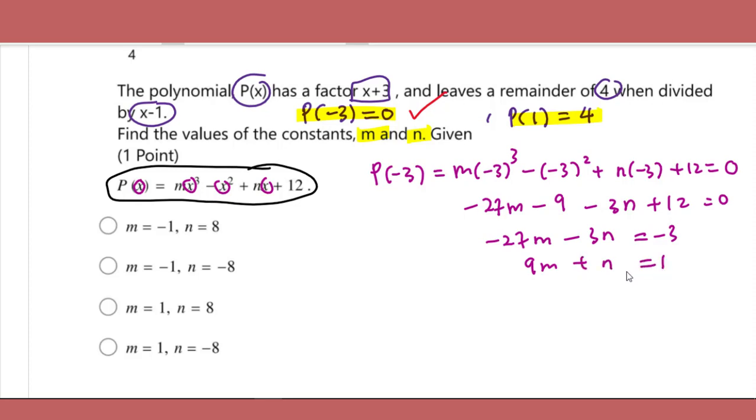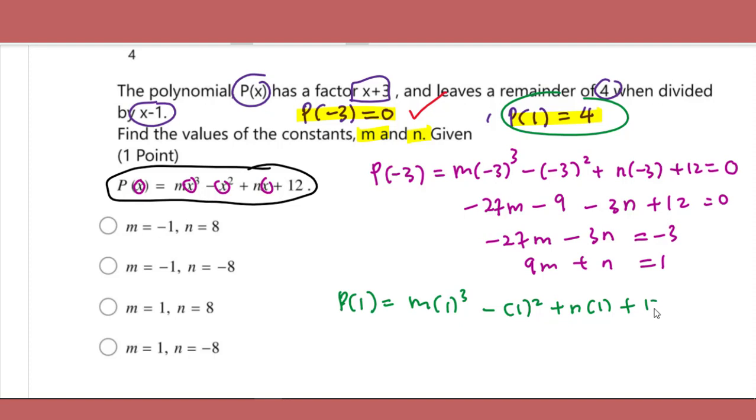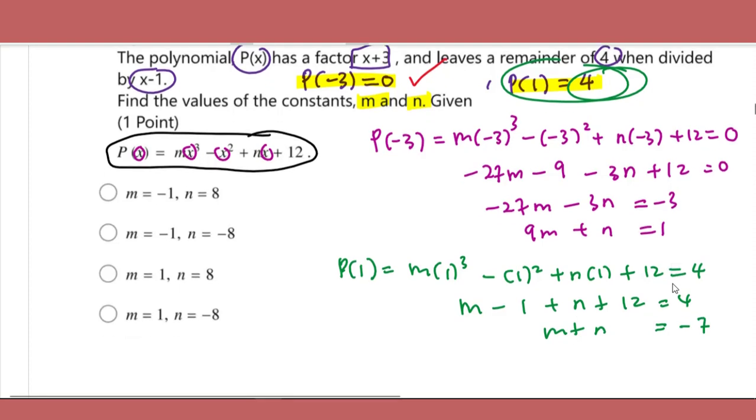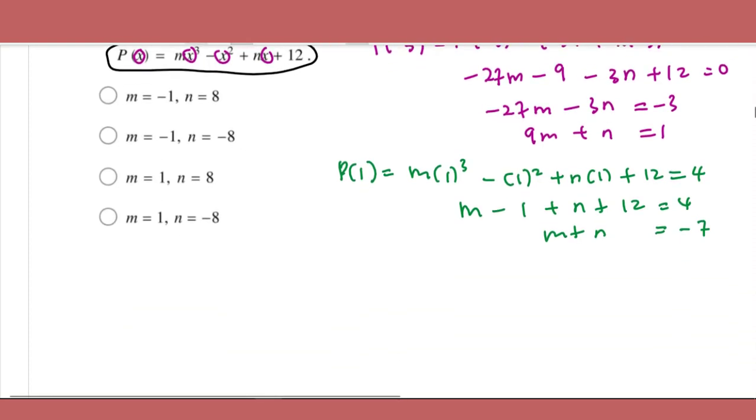This one is equation 1. And for the second one, P of 1, substitute x by 1: m times 1 cubed minus 1 squared plus n times 1 plus 12 is equal to 4. Then simplify. Then m plus n is equal to 11, bring to right, negative 7. So you get two equations for the constants m and n. Okay, this one equation 1, equation 2.